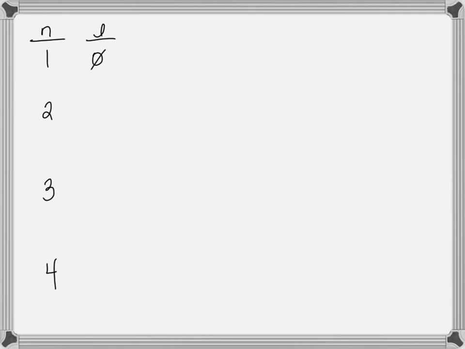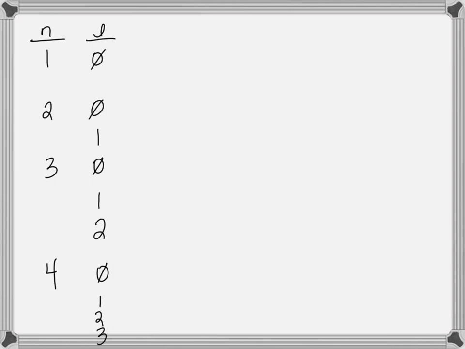If n is 2, what can l be? 0 or 1. If n is 3, what can l be? 0, 1, and 2. If n is 4, what can l be? 0, 1, 2, 3. Catch the trend?